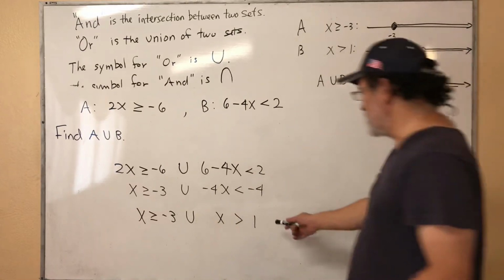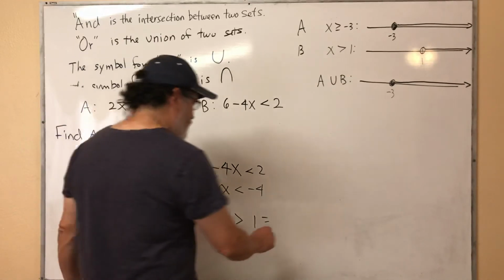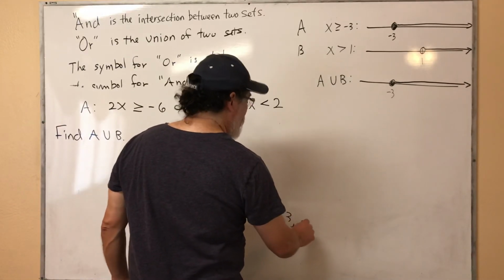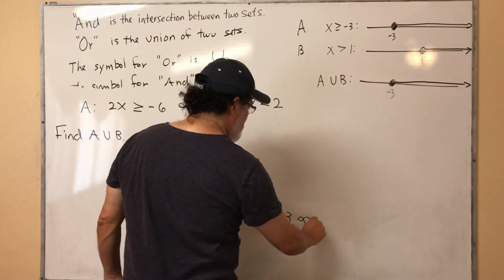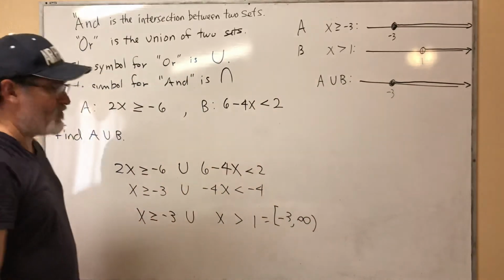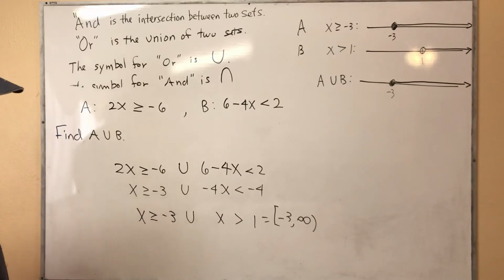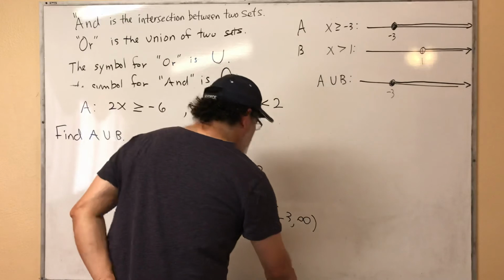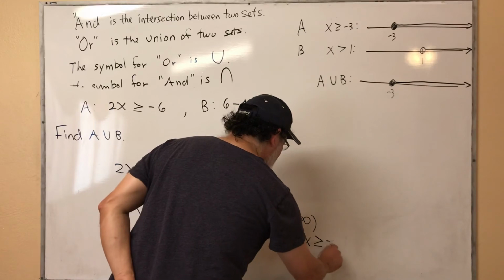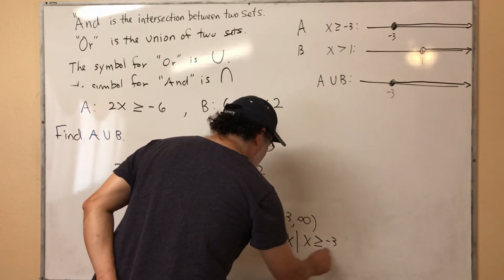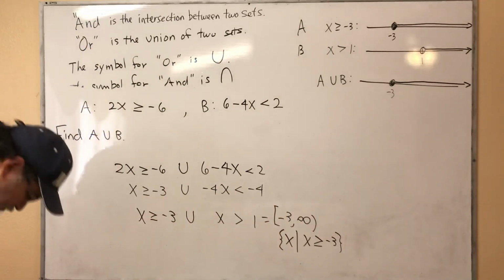So the answer to this is going to be from -3 all the way up to infinity, including -3, excluding infinity. And there's the graph. If you want it in set notation, the answer is x such that x is greater than or equal to -3, and this is the set notation right here.